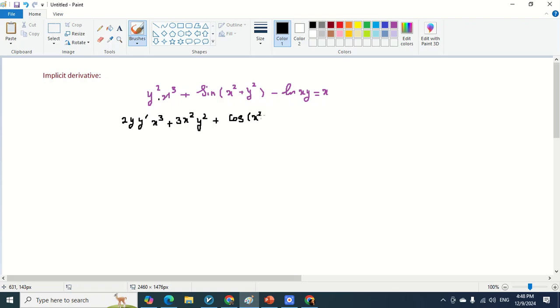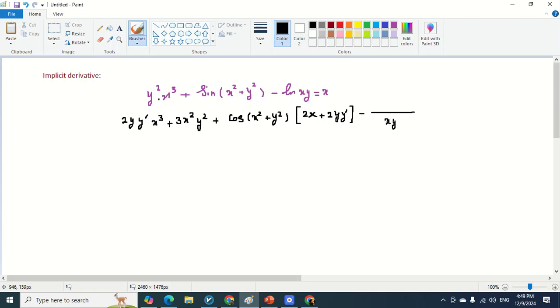Then I should multiply this cosine of x squared plus y squared by the derivative of the terms inside of cosine. So the derivative of x squared is 2x, the derivative of y squared will be 2y y prime, so plus 2y y prime. And right now I reach the ln, and as I said before, when we have the ln, we should sketch one straight line and write the terms at the denominator, which is x times y, and then I should write the derivative of xy at the numerator.